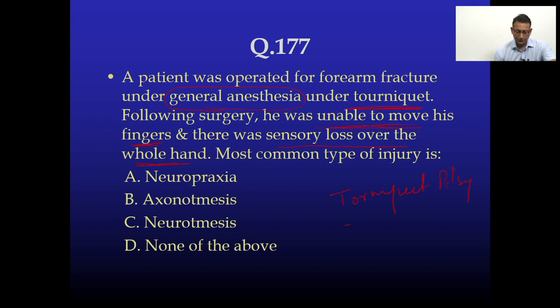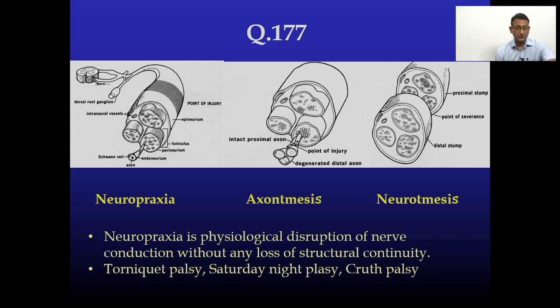Okay. Now, what kind of injury happens in tourniquet palsy, whether it is neuropraxia, axonotmesis or neurotmesis. Okay, let us have a look at the various nerve injuries. Now, this is a picture, and the first one where you can see the different layers of the nerve. So, we have an endoneurium here, okay. We have a perineurium and epineurium. Okay. Now, here the structure of the nerve in neuropraxia remains intact.